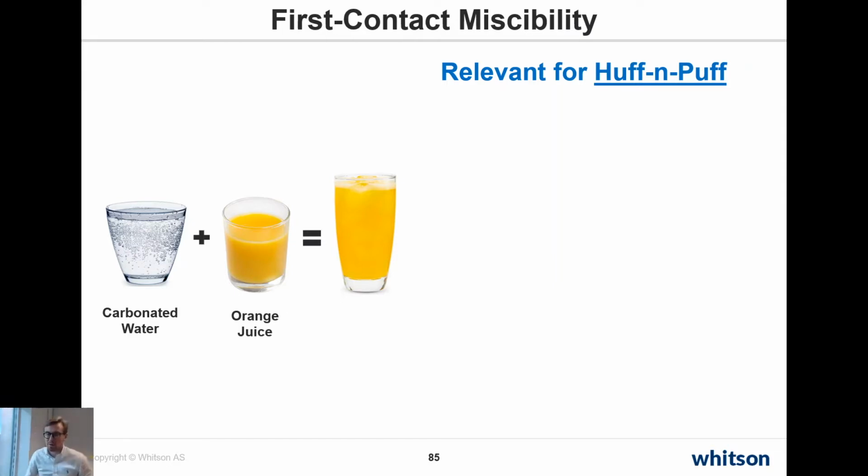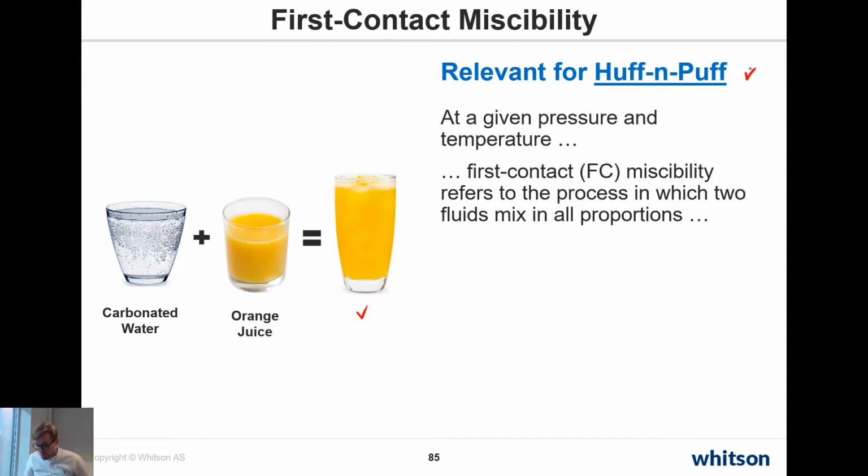And first contact miscibility, as I mentioned one time already today, is the exact same process as when you mix carbonated water and orange juice. At least probably me and all my friends have played that type of game in the kitchen when we were kids, and that's again what's relevant for huff and puff. And essentially the strict definition is that at any given pressure and temperature, first contact miscibility refers to the process in which two fluids mix in all proportions.